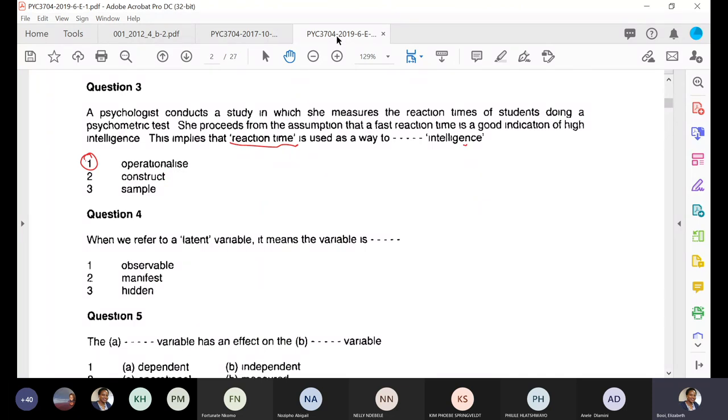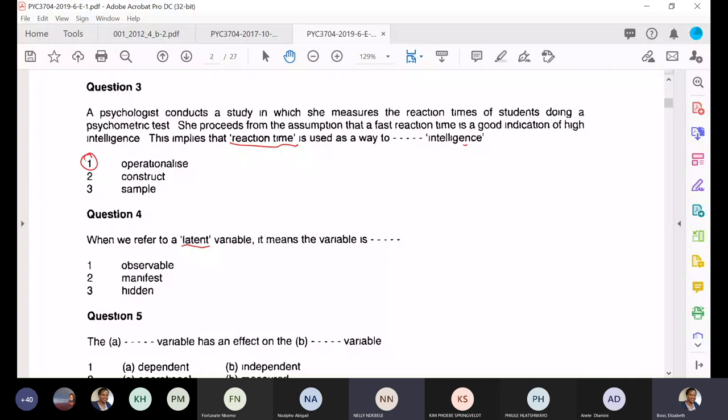Okay, so that will be number one. Okay, so question number four. When we refer to a latent variable, it means the variable is... hidden. Number three, hidden. We said latent variables are hidden or visible. Is it hidden? It's hidden. Hidden, number three.